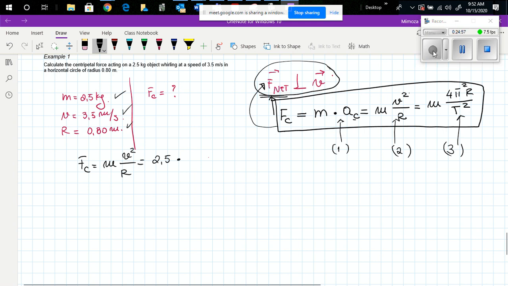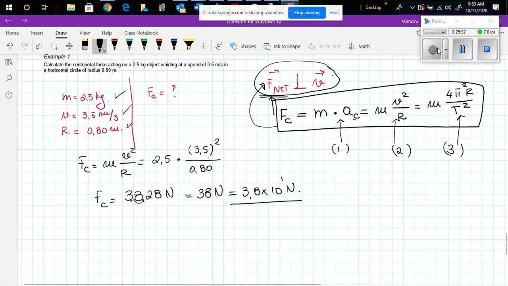So the centripetal force will be mass times velocity squared over radius, or 2.5 times 3.5 squared over 0.8. And now in your calculator, tell me what it is. 38.28 newtons. And if we take into consideration significant digits, we have to write it with 2 sig digs. We can say 38 newtons, or we can say 3.8 times 10 to the power of 1 newtons.